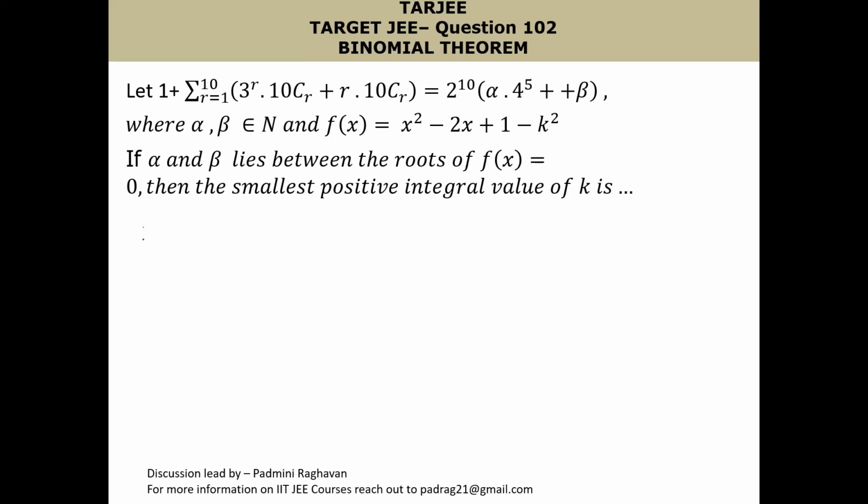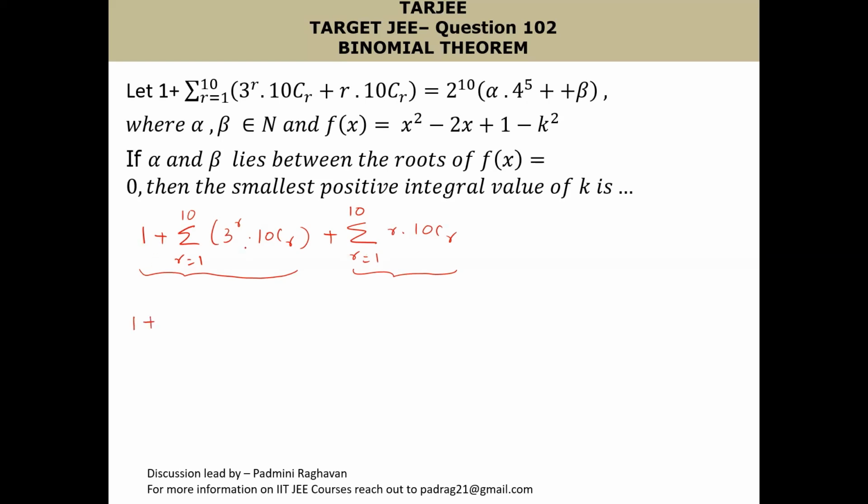Take 1 plus sigma r is equal to 1 to 10, 3 power r into 10 cr. We'll split the summation into two parts. R is equal to 1 to 10 r times 10 cr. Now we will group this portion separately and find out, then take this portion separately and find out, and then compare it with this and get the value of alpha and beta. First, let us look at the first expression.